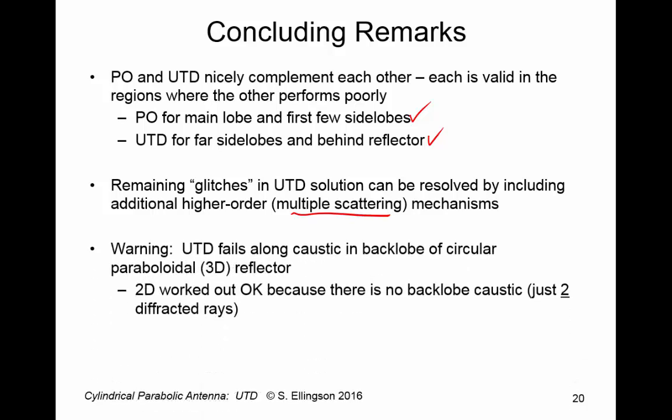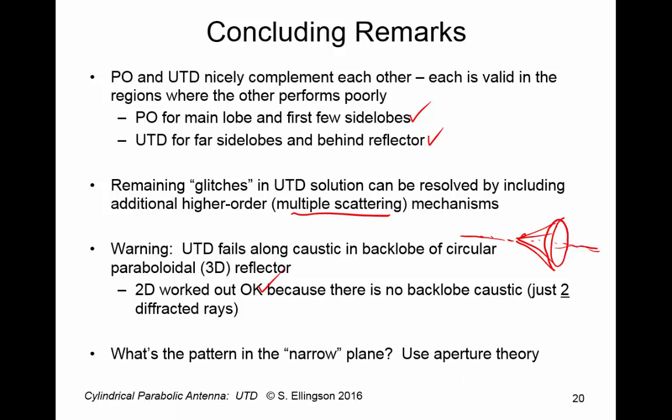Now, I noted that UTD cannot properly do the main lobe. It was able to do the back lobe in this case, but in 3 dimensions, UTD fails for the back lobe as well. And the reason is, in a 3-dimensional reflector, we have this axis that runs through the reflector, and UTD predicts an infinite number of rays at each point along that axis. So in 3 dimensions, UTD also fails for the back lobe. The 2-dimensional case worked out okay because there is no back lobe caustic in 2 dimensions, because there are just 2 diffracted rays. In 3 dimensions, there is an infinite number of diffracted rays along that axis.